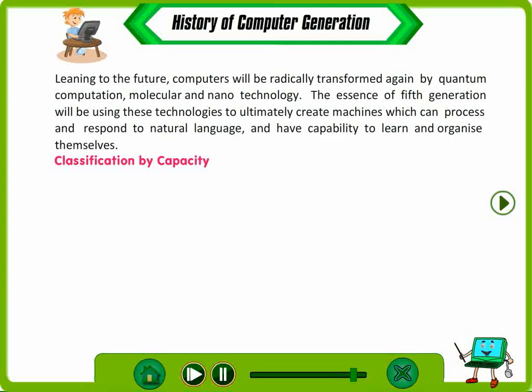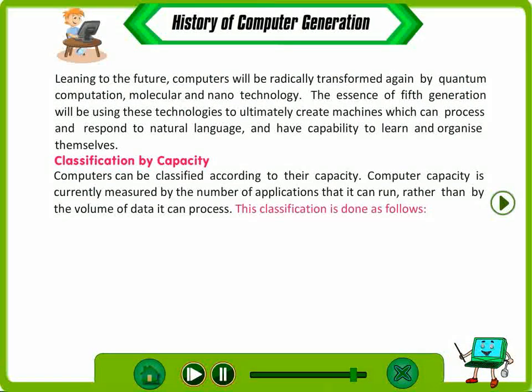Classification by capacity. Computers can be classified according to their capacity. Computer capacity is currently measured by the number of applications that it can run rather than by the volume of data it can process. This classification is done as follows.